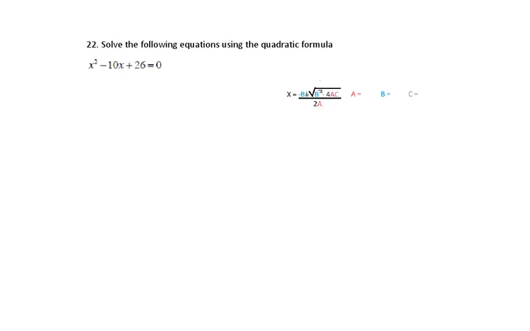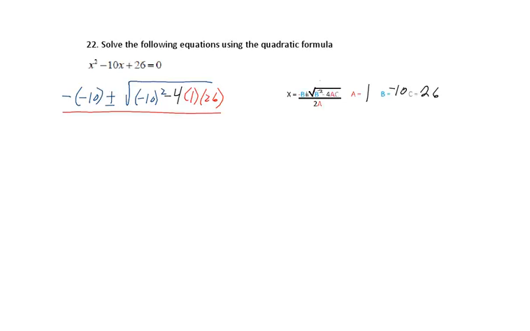22. Well, for 22, I can see that A is 1, B is minus 10, and C is 26. Let's punch in everything. So what's going to happen is it's going to become minus negative 10 plus minus square root of negative 10 squared minus 4 times 1 times 26 all over 2 times 1. Well, the double negative is positive, so that's positive 10. And on the bottom, 2 times 1 is 2.